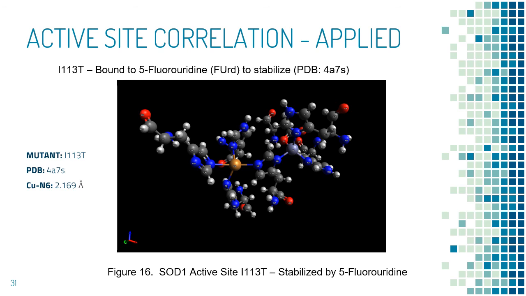So therefore, if you look at the distance here, funny enough, even though this is a mutant, the copper and the nitrogen are closer together than they are even in the wild type. So this might give us a little bit of insight into how to possibly develop drugs to make the enzymes more stable within the organism and stop these aggregations that happen in ALS individuals.